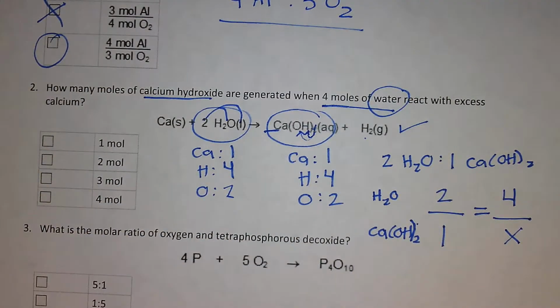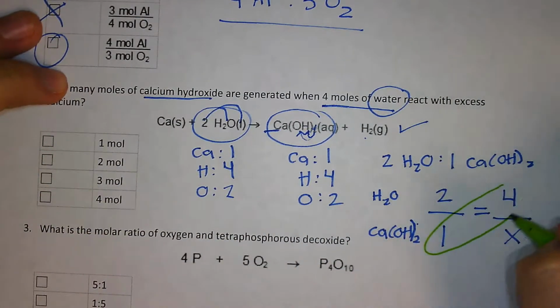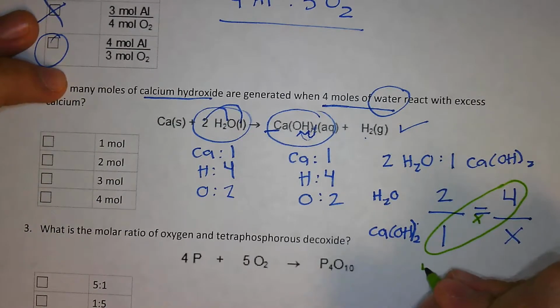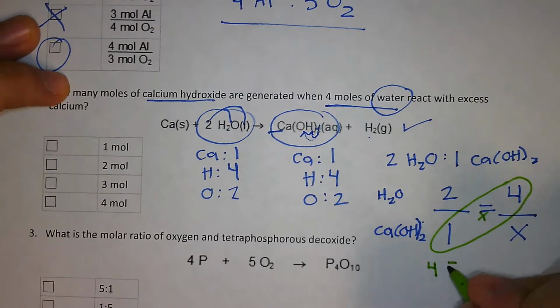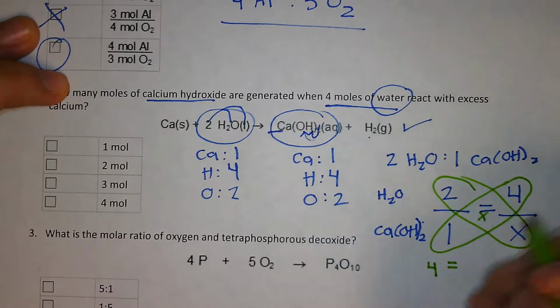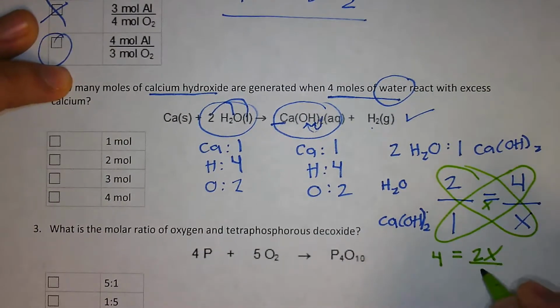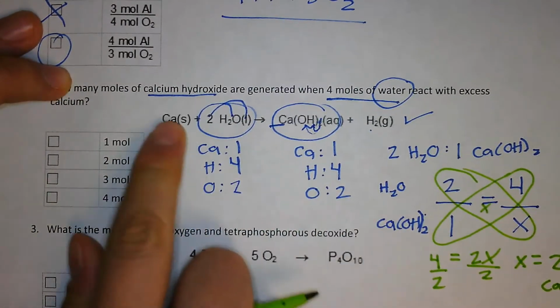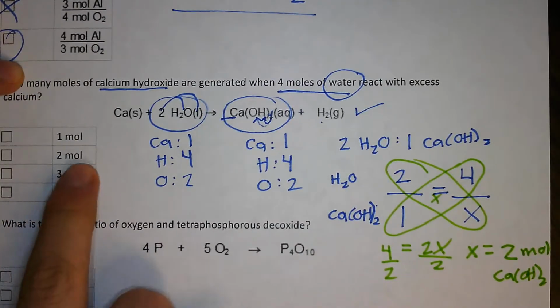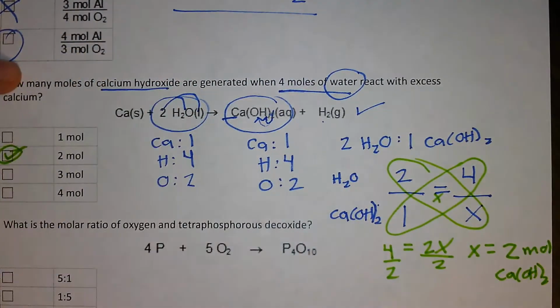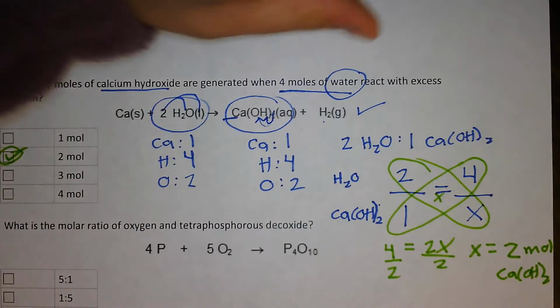To solve this problem, I'm going to cross multiply. So 4 times 1 is 4, which is equal to 2 times x, which is 2x. I need to solve for x, so I'm going to divide both sides by 2. And then x is going to equal 2. So 2 moles of calcium hydroxide is my answer. So now I just have to go here and, oh yep, this one matches, 2 moles. That's my answer. Alrighty, next one.